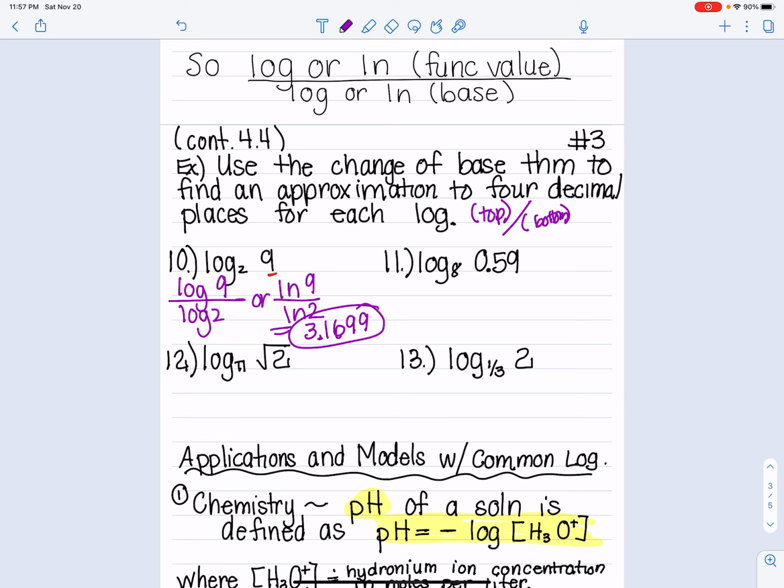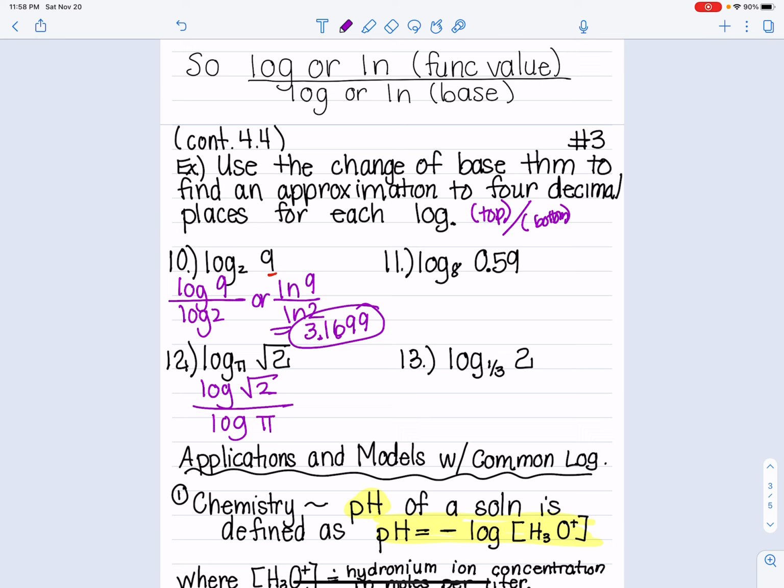Now, I'm going to skip down to number 12 because that's number 11. Number 11 is not hard to type in. But look where we got a square root and a, what you call them, pi. So then you would just say log of square root of 2 on top over log of pi. Okay? Make sure you put top in parentheses and put bottom in parentheses also.